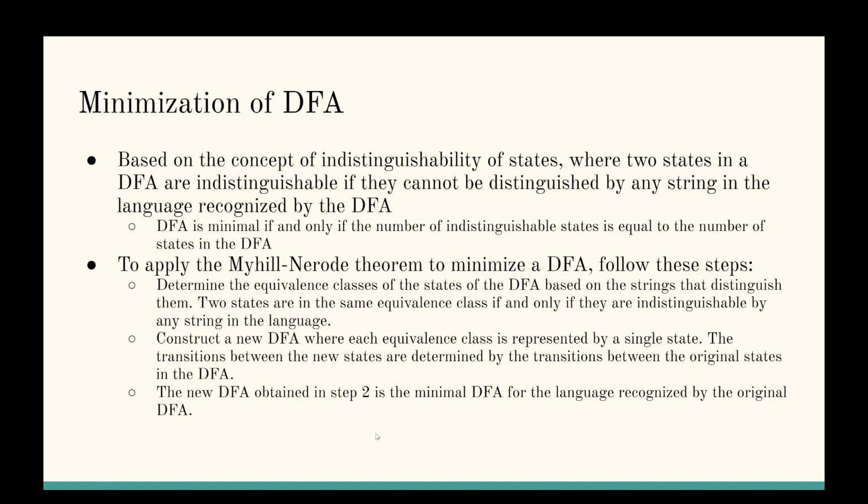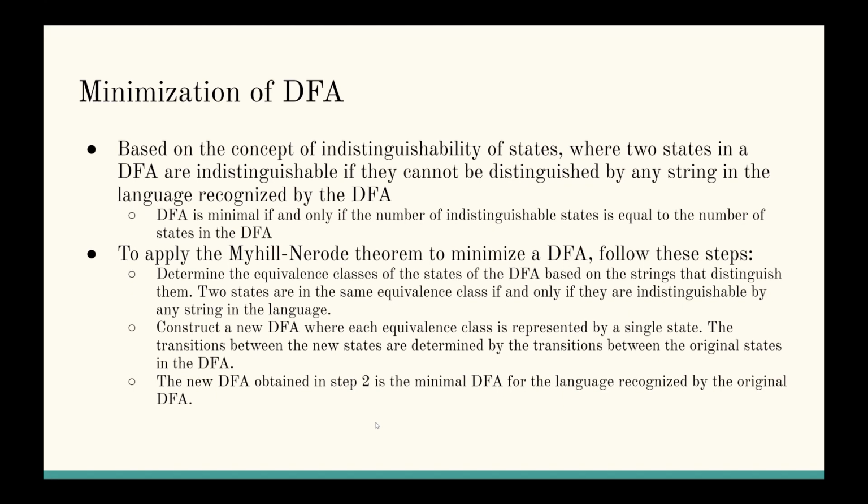Well, we can determine the equivalence classes of the states based on the strings that distinguish them. Then two states are in the same equivalence class if and only if they're indistinguishable by any string in the language. Then we can construct a new DFA where each equivalence class is represented by a single state. The transitions between the new states are determined by the transitions between the original states in the DFA. So the new DFA obtained is the minimal DFA for the language recognized by the original DFA.